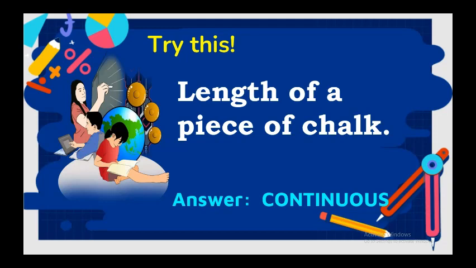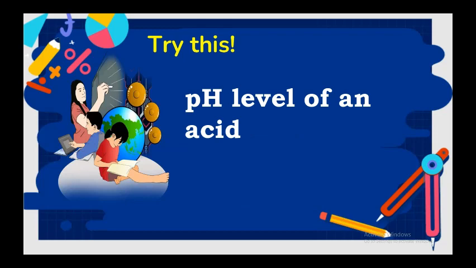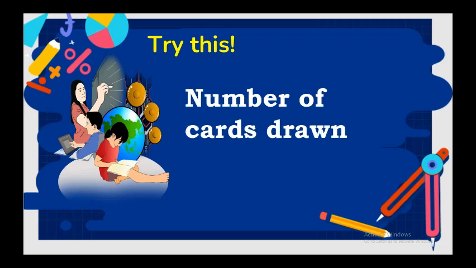Another statement: the pH level of an acid. Is this discrete or continuous? The answer is, of course, continuous. You are going to measure the pH level. We cannot count them as 1, 2, 3, 4, but we need a measuring device to know the pH level of an acid. Next is the number of cards drawn. If you draw cards, how many cards can you draw? Is this discrete or continuous? Our answer is discrete. We can count the number of cards.